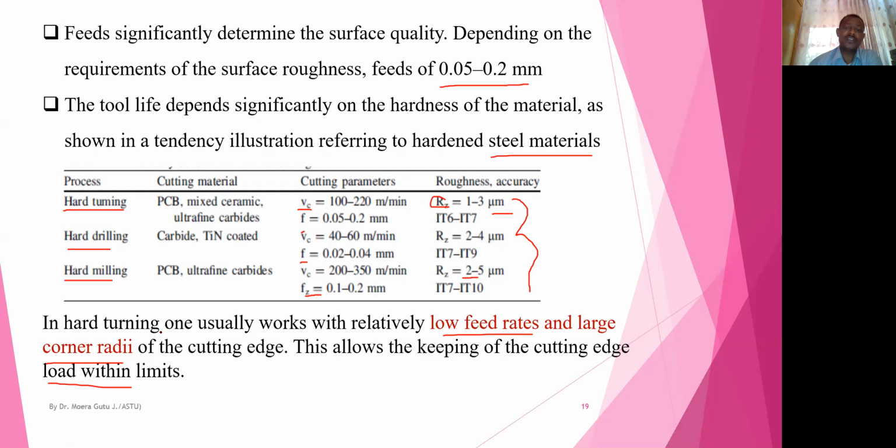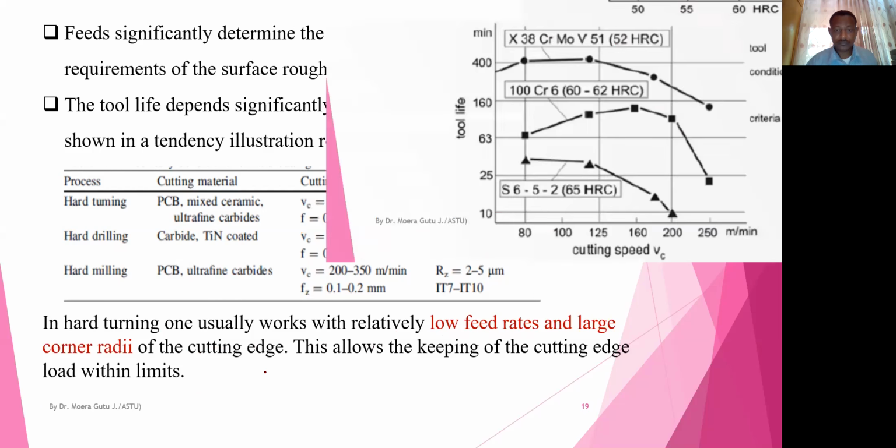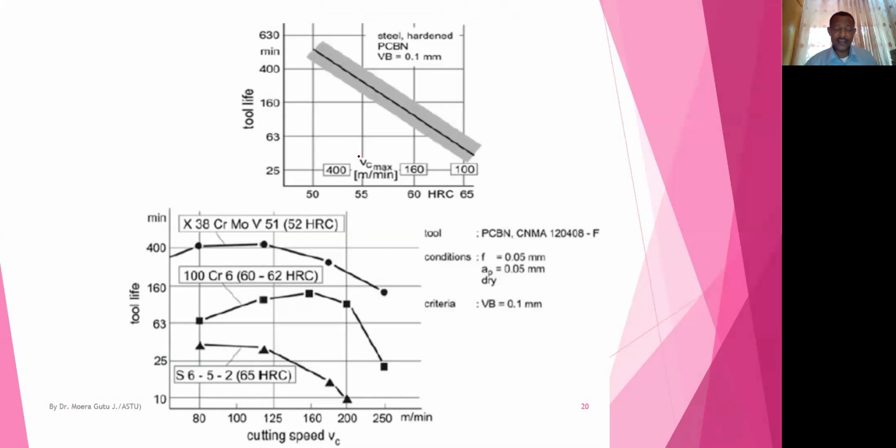Okay, you have to see the signs how the low feed rates and large corner radius will reduce the cutting force and will help to reduce the cutting tool damage. You have to know this one. This is the science-based study here.